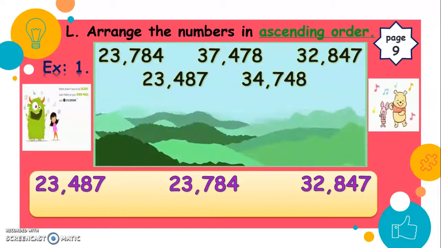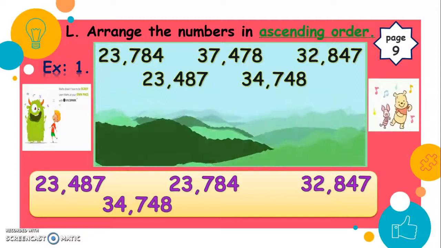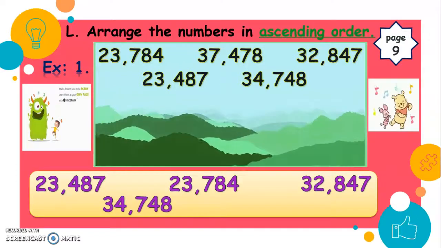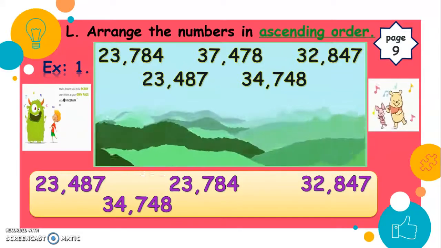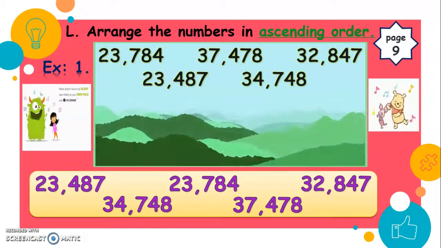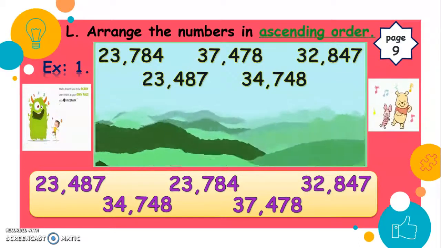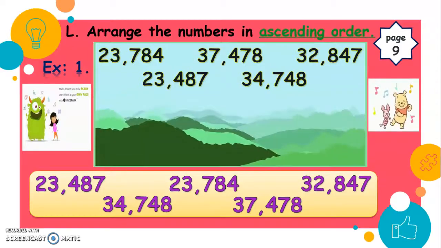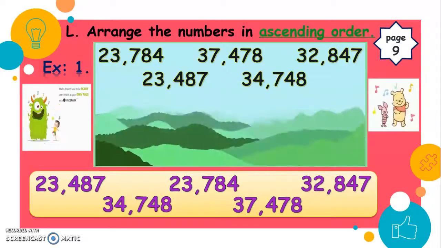And for the last 2 numbers, we have 34,748. And for this example, the greatest number is 37,478. I hope that you got every correct answer for this example. Now let's see the answers for number 2.